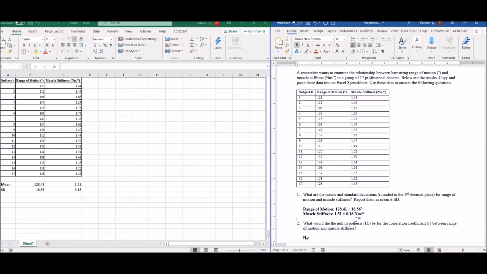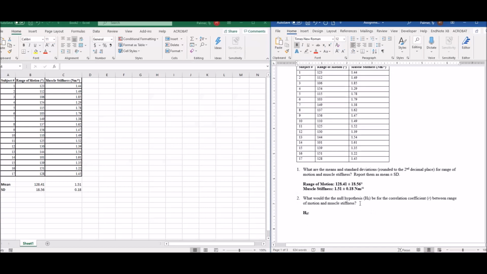All right, cool. So now we've got our mean plus or minus standard deviation for both variables, range of motion and muscle stiffness. Let's go to the next question. What would the null hypothesis be for the correlation coefficient between range of motion and muscle stiffness? To answer this question, please refer to PowerPoint 7.